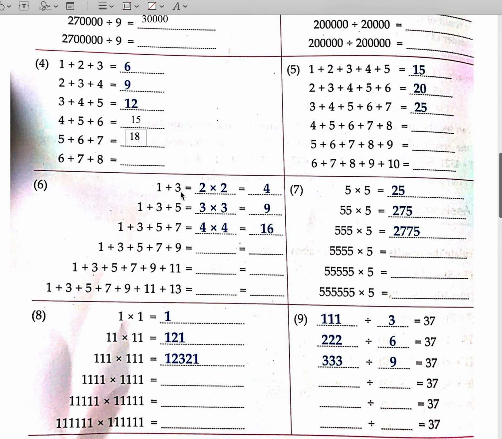Then there is 1 plus 3, which is equal to 2 into 2, which is equal to 4. Then there is 1 plus 3 plus 5, which is 3 into 3. And here they have added all the odd numbers, consecutive odd numbers like 1, 3, 5, 7, 9 and so on. These are all odd numbers. So when we start, it will be 2 into 2, 3 into 3, 4 into 4 and so on.